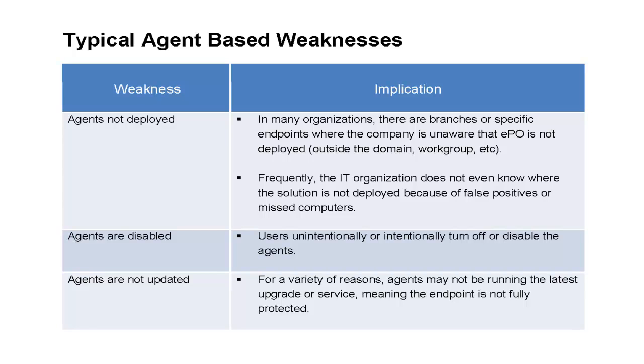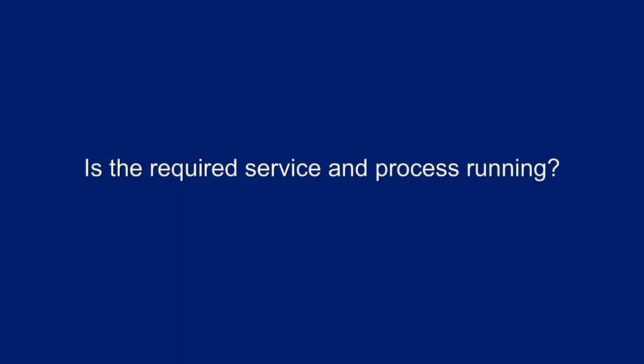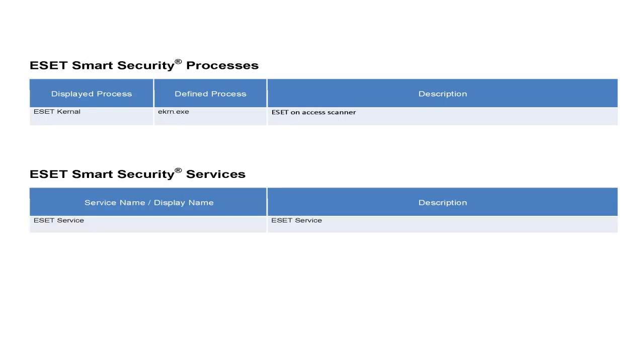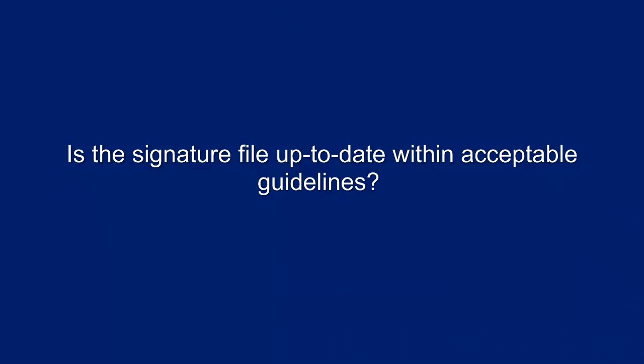Unfortunately, antivirus-based technologies are susceptible to a common weakness. Services themselves can be disabled or missing, rendering the associated solution uselessly unavailable. Next, we want to validate that the one required service and process associated with ESET is configured and running correctly. If this fails because it is stopped, it is a critical problem that the ESET console cannot remediate alone. And last, we want to validate that the signature file is up to date within acceptable guidelines.